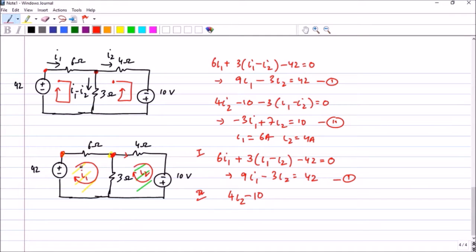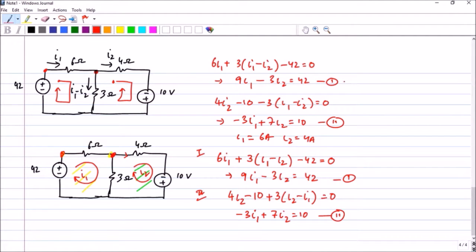Now who is opposing I2? I1 is opposing I2. Therefore you get plus 3 into I2 minus I1 equal to 0. So what do you get here? You get minus 3I1 plus 7I2 equal to 10. This is the second equation.